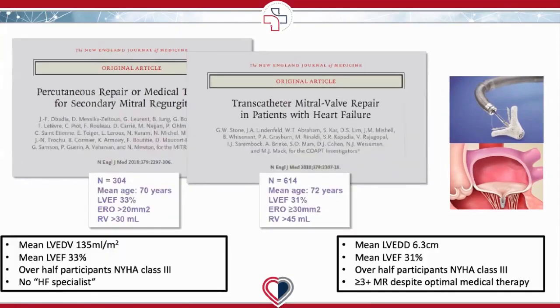I think the key difference between these 2 trials and their outcomes was really the population they enrolled, and also how those patients were treated. The MITRA-FR trial enrolled 300 patients, mean age 70, EF 33%. In COAPT, the mean age was about the same, EF 30%. The difference in the COAPT trial is that patients had a heart failure specialist and overall had more functional mitral regurgitation in the face of guideline-directed medical therapy.